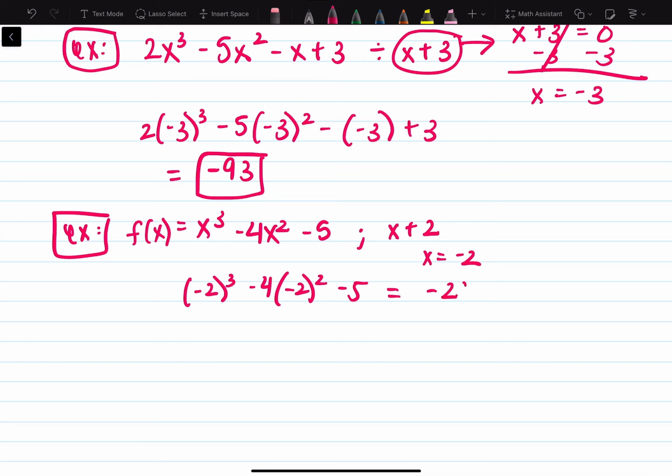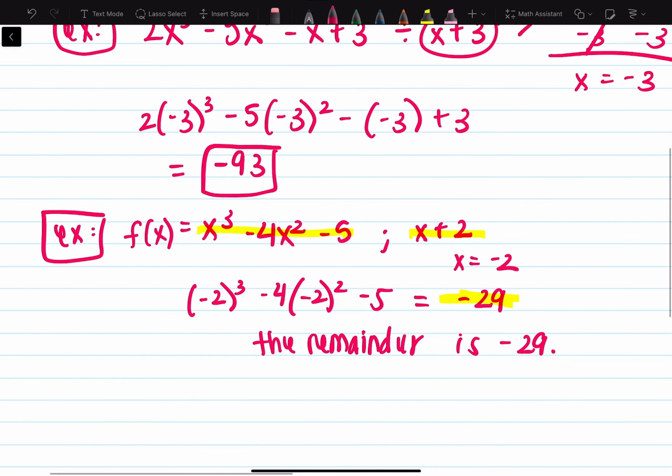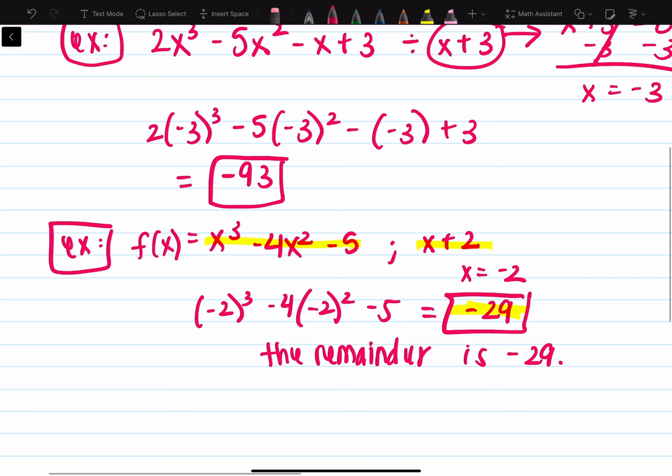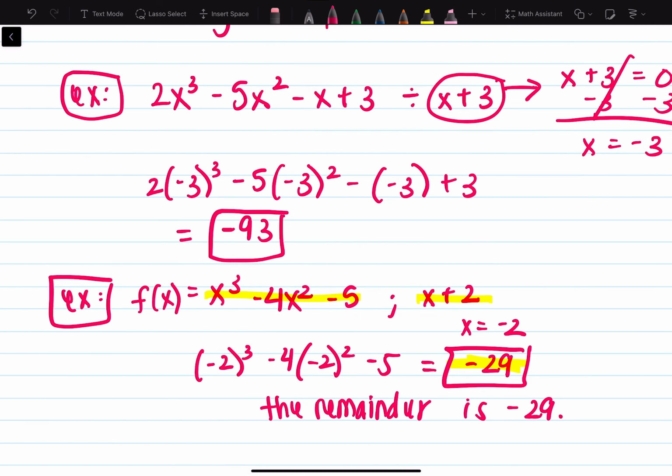So what does that mean? That means that when you divide this polynomial by this polynomial, you will have a remainder of negative 29. So you can say that the remainder is negative 29. And I promise you, if you were to do this long division off to the side, or you can even use synthetic, you would see that negative 29. Okay, so the remainder theorem is important whenever you're asked to only find the remainder between dividing two polynomials.